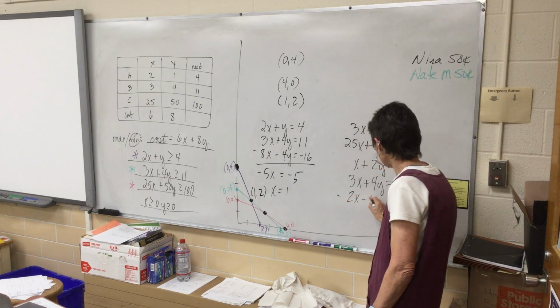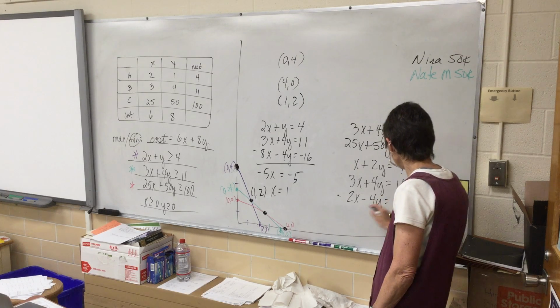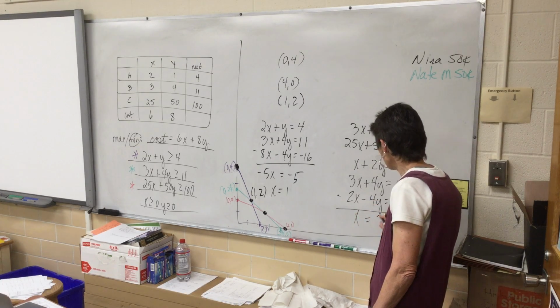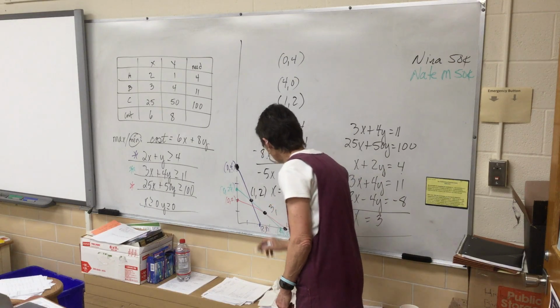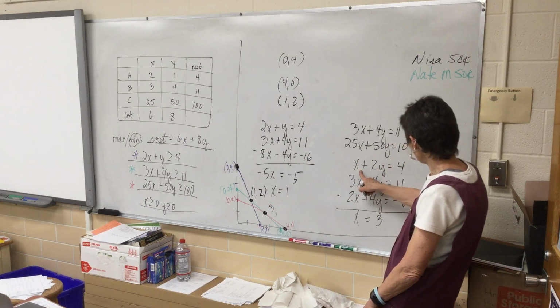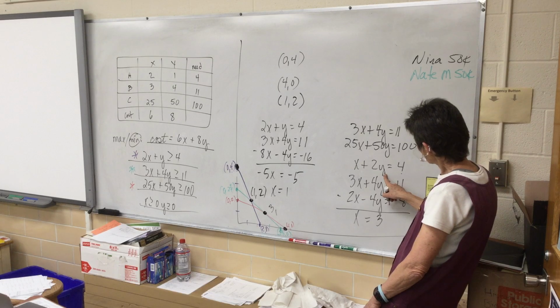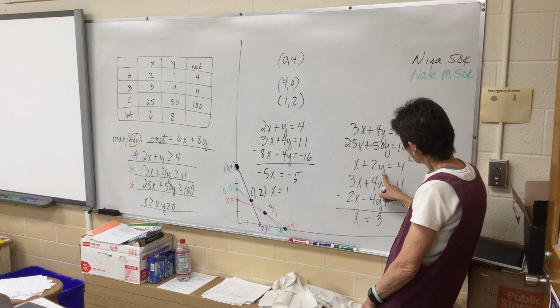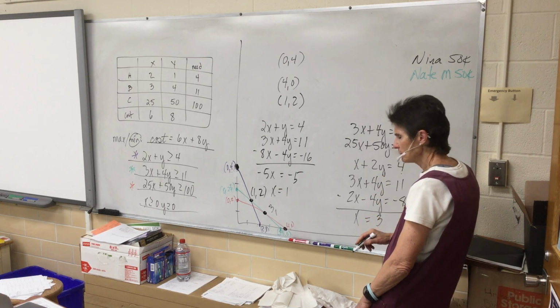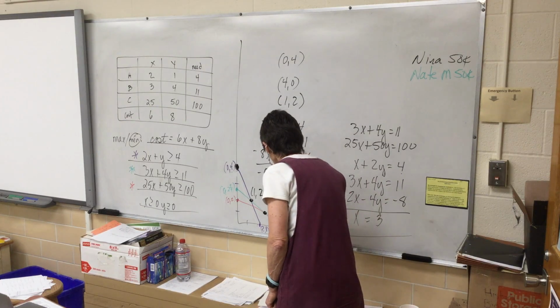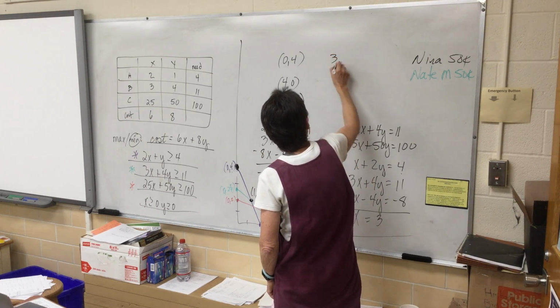So -2x, -4y, -8. So it looks like x equals 3. And if x equals 3, is y 1/2? So 3, 1/2.